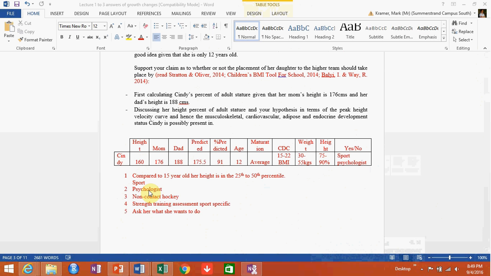So hence a further analysis is required to look at what is her strength status at the moment and what are her sport specific skills. So before she gets placed into that under 15 team, another factor to consider is whether her legs and her upper body and her core are strong enough to handle the stress of moving up into the under 15 hockey team, which needs to be assessed.